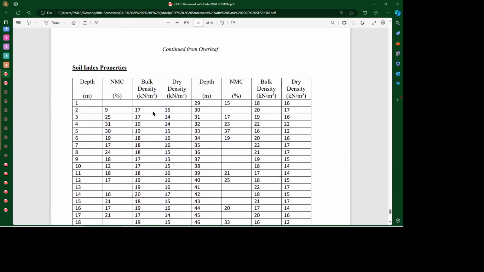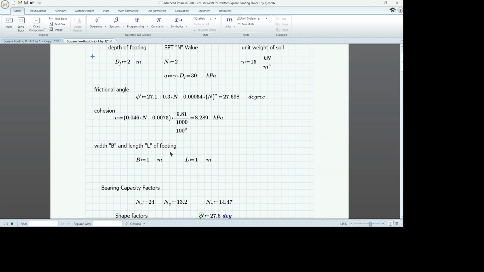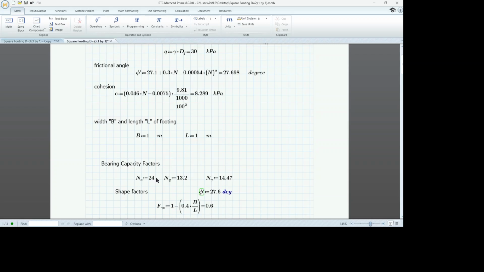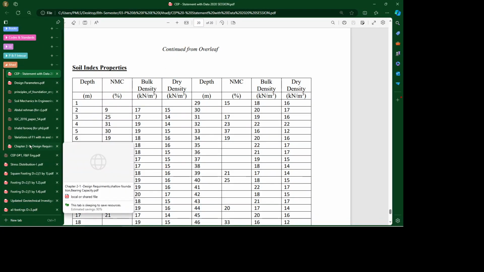At 2 meter depth, the dry density gamma d is equal to 15 kilonewton per meter cube. So we are going to use this. Q becomes equal to gamma Df. This is the correlation we use based on the literature. Cohesion, you can use yours. And in the first trial, the width and length are assumed to be 1 meter. NC, NQ, and N gamma were selected from the Terzaghi bearing capacity tables.